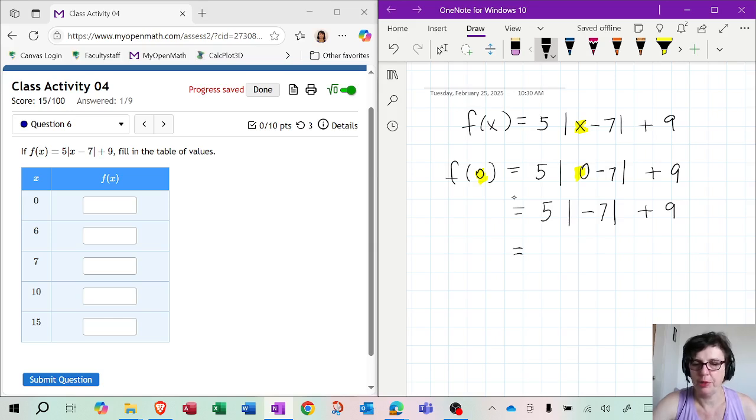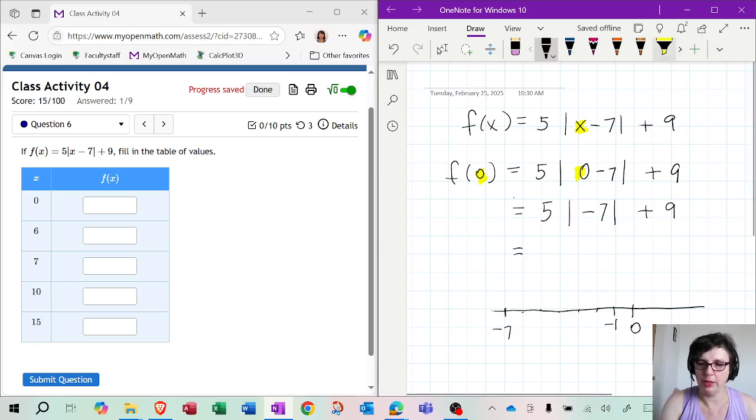What is the absolute value of negative 7? Absolute value is the distance from a number to 0. Just imagine that this is 0 right here, and then this is negative 1, 2, 3, 4, 5, 6, 7. So you are asking yourself, what is the distance from negative 7 to 0? The distance is never negative. Absolute value is always either positive or 0. So the distance from negative 7 to 0 is positive 7.